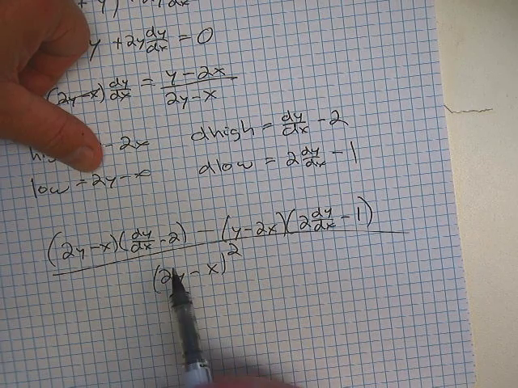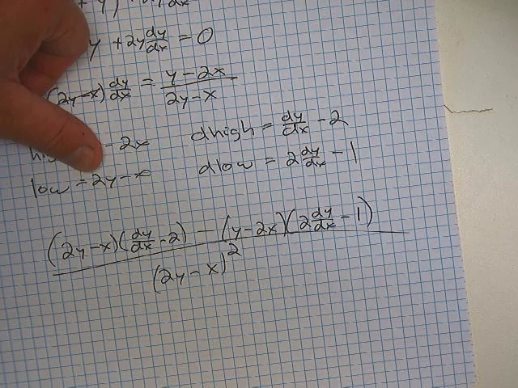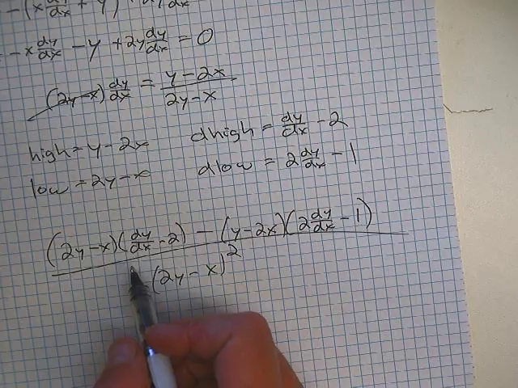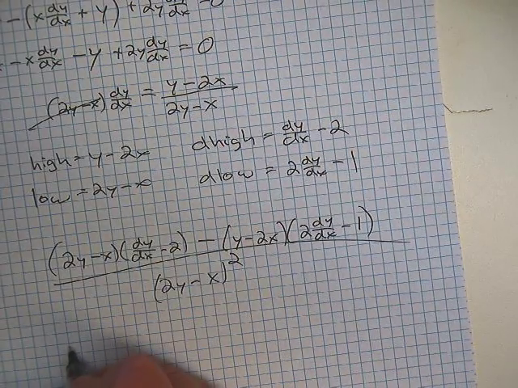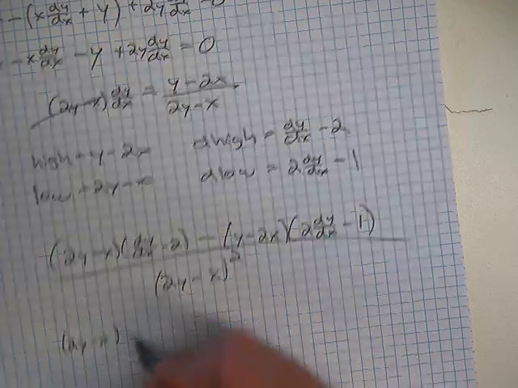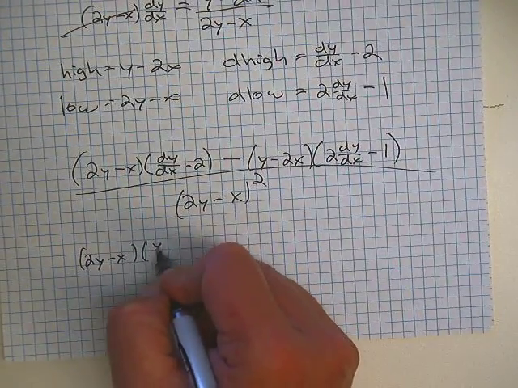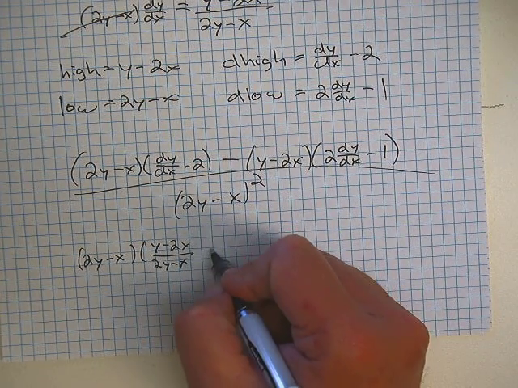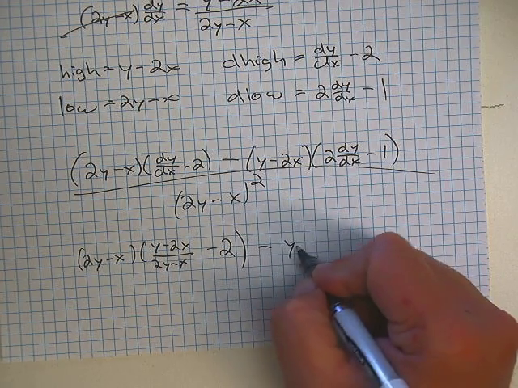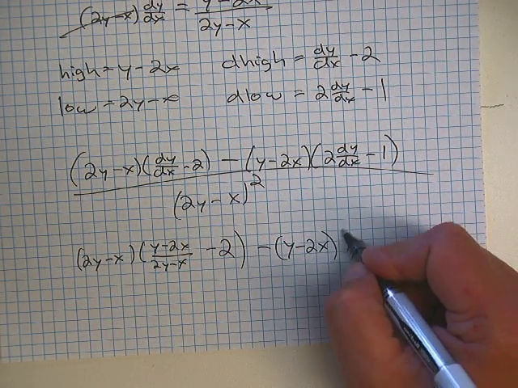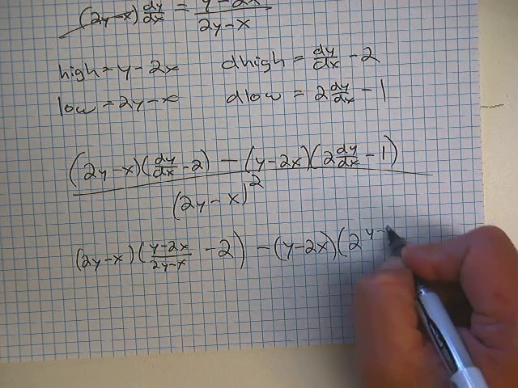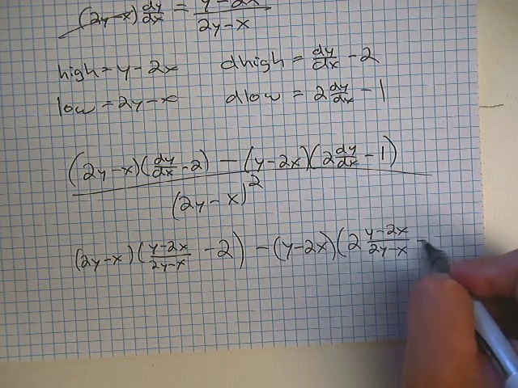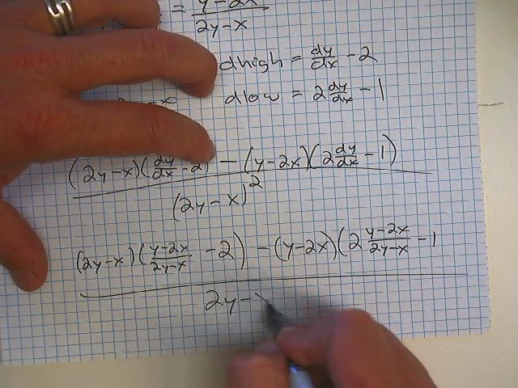Okay, so I'm just looking at the answers right there. All right, so now we're going to go ahead and plug this dy/dx back into here. So we got 2y minus x times y minus 2x over 2y minus x minus 2, minus y minus 2x times 2 y minus 2x over 2y minus x minus 1, all divided by 2y minus x squared.